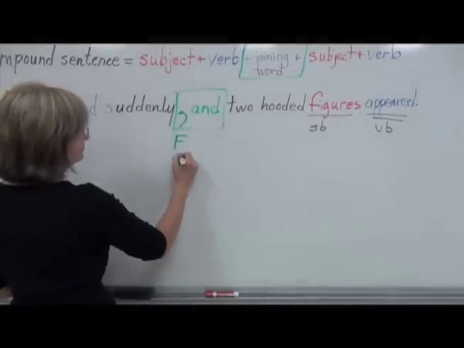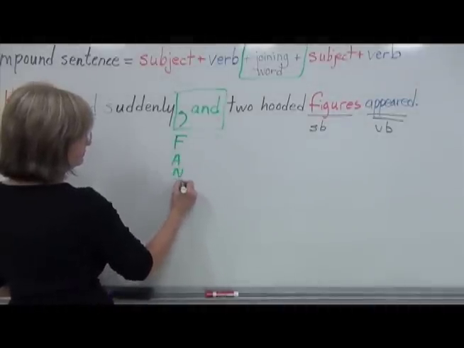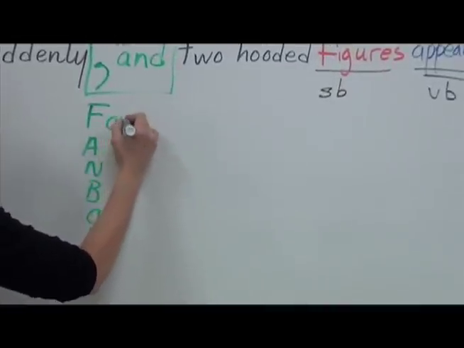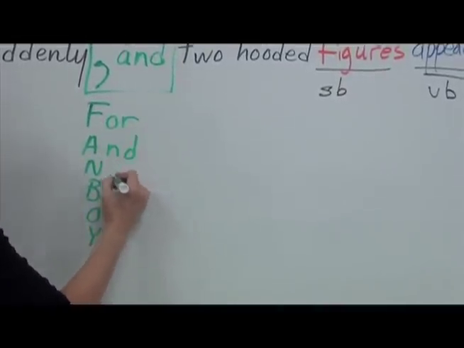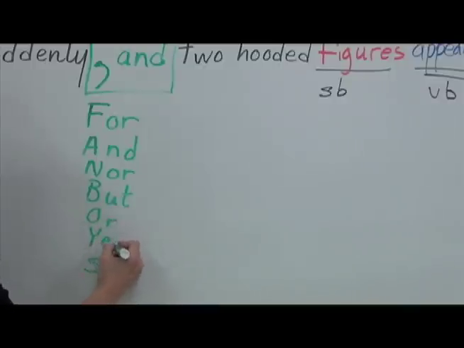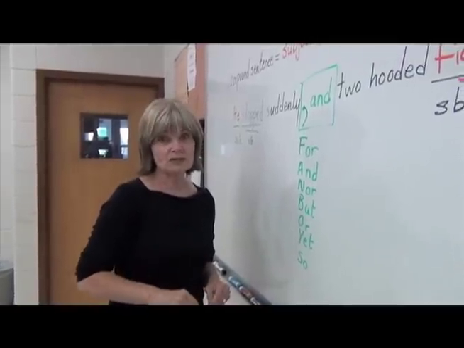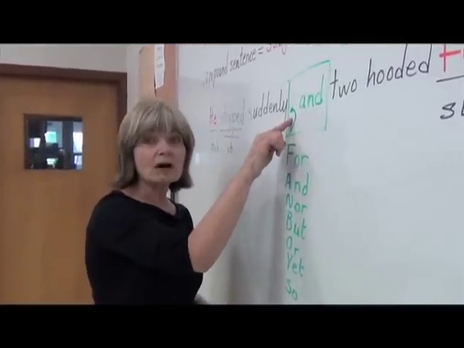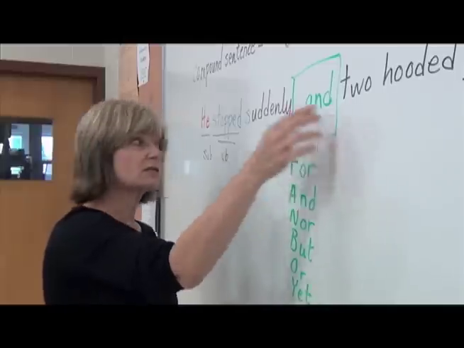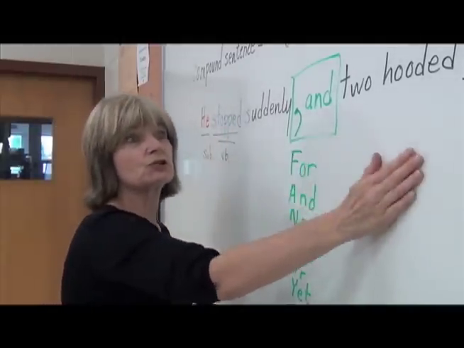There are 7 joining words. A clever mnemonic we can use to remember them is the word fanboys. We also call these joining words coordinating conjunctions. By using them, we tell the reader that both sentences are of equal importance. One sentence isn't more significant than the other. When we write a compound sentence, we also include a comma before the joining word to indicate that we have a compound sentence. 2 subjects, 2 verbs.